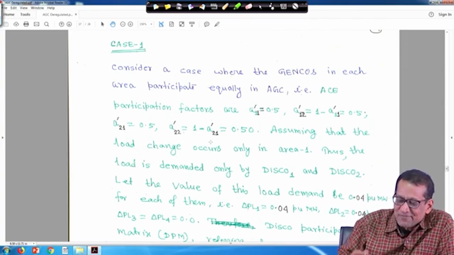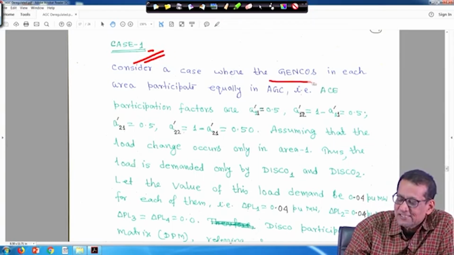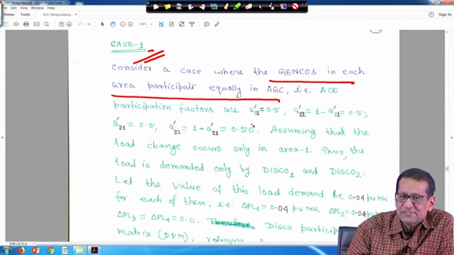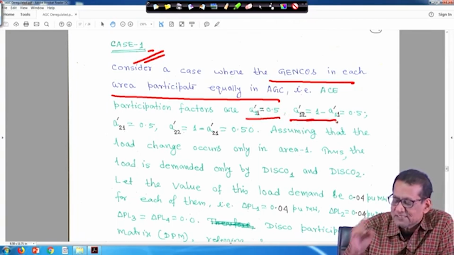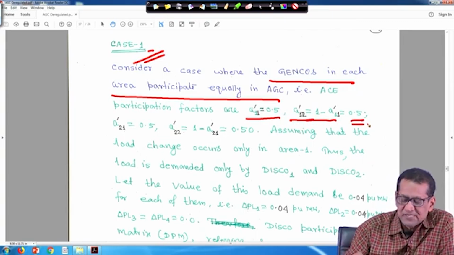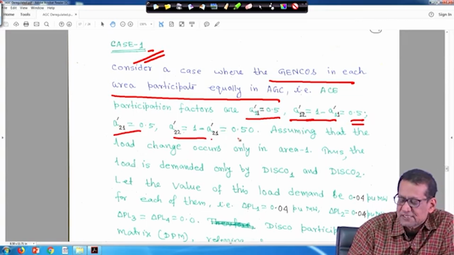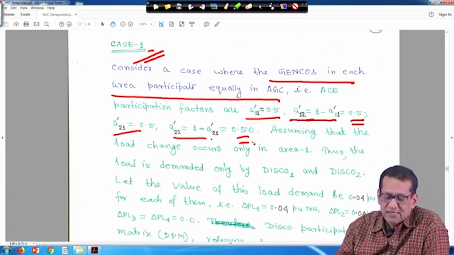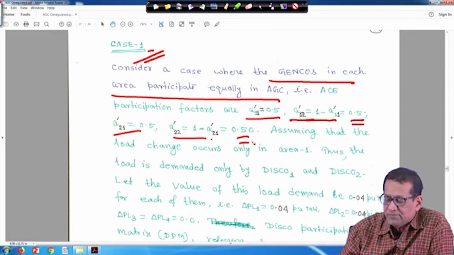So, consider a case, this is case 1, where the GENCOs in each area participate equally in AGC. That means the ACE participation factors: A dash 11 is 0.5, A dash 12 is 1 minus A dash 11, that is also 0.5. Similarly, A dash 21 is 0.5 and A dash 22 is 1 minus A dash 21, that is also 0.5. So, they participate equally in AGC, that is why 0.5, 0.5, 0.5, 0.5.